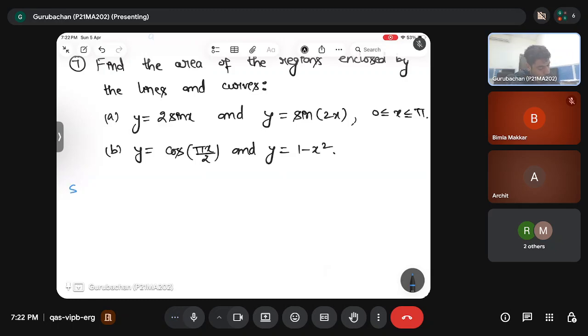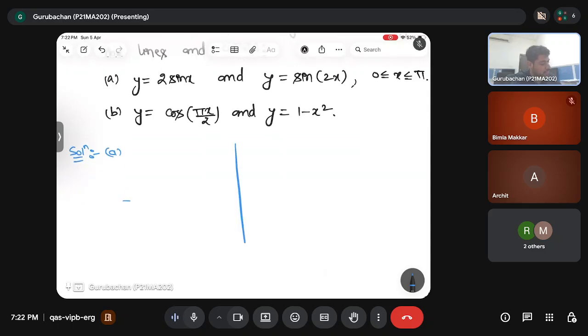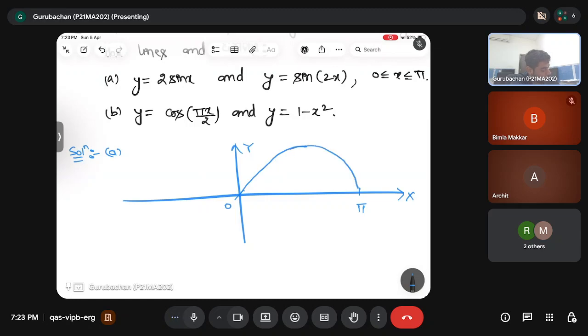So let us do it. We have to draw the graph of 2 sine x and sine 2x from 0 to 2 pi. So this is 0. Suppose this is pi. So 2 sine x starts with 0 and at pi it ends with 0. Between that the maximum value will be 2.